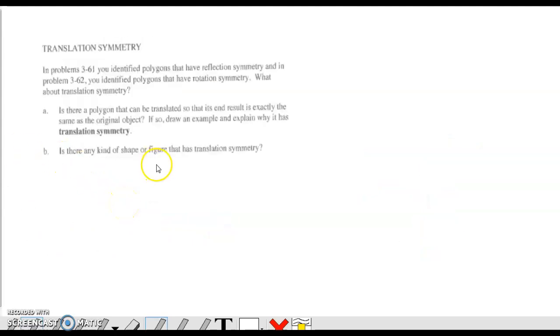Okay, so now let's see if we can talk about translation symmetry. So this is the question that part 2 will pick up on.